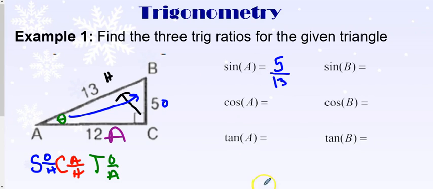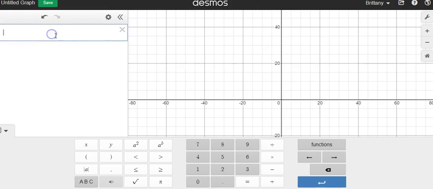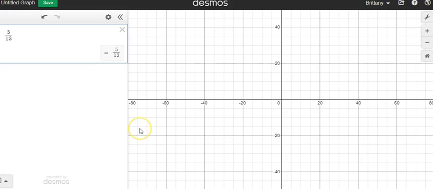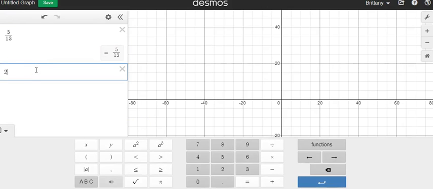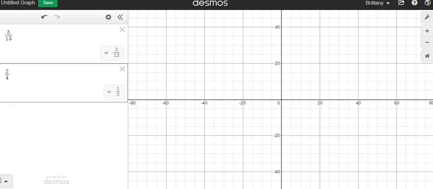You can check that by typing that into Desmos. So we're going to type in 5 over 13. And then you just hit the little fraction on the side and it still gives us 5 over 13. If it simplified further, it will give us a different number in the fraction. For example, 2 divided by 4. If we click on that, it'll simplify it for us.